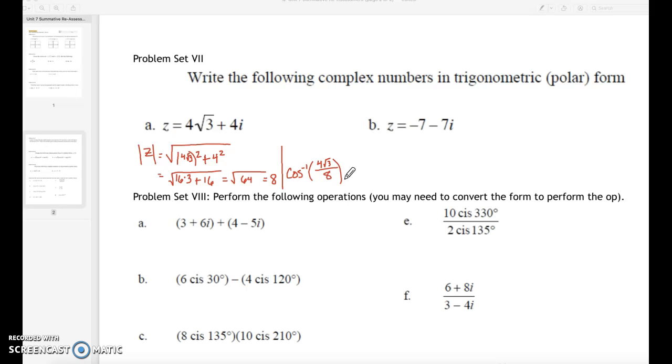So that would give us the inverse cosine of 4 root 3 divided by 8, and that's 30 degrees. Okay, so the inverse cosine of 4 root 3 divided by 8 would just be 30 degrees. So to write this in polar form, we would have 8 times cosine 30 degrees plus i sine 30 degrees.